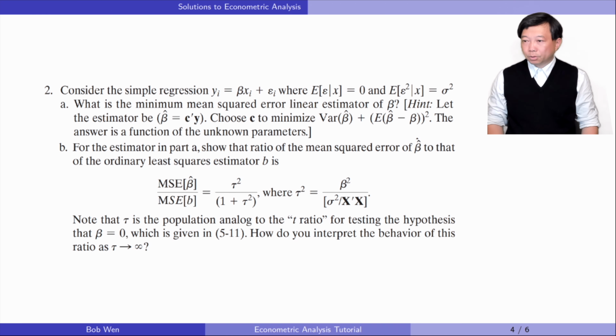Let's solve exercise 2. The simple regression has 0 conditional mean and constant variance. We will choose a linear estimator that has the smallest mean squared error.